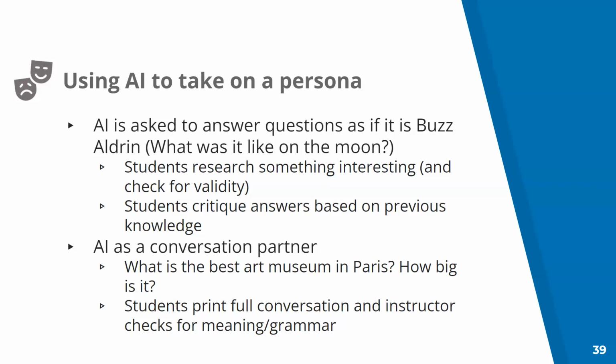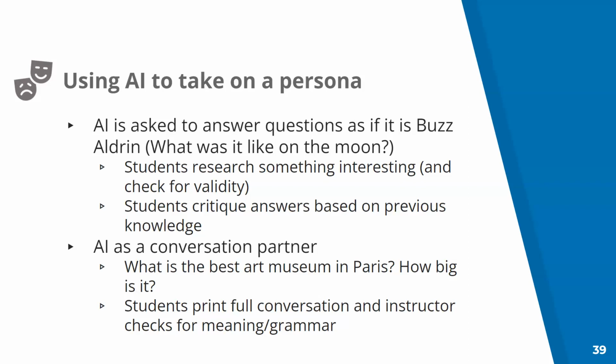Another one here is ask AI to answer questions as if it's Buzz Aldrin. You can start with a question like, what was it like on the moon? Then it maybe moves to, how are the moon and Earth related? Or how did you get prepared to be an astronaut? Really important when we think about these prompts is never ask it "you," because then it tells you it's an AI and it doesn't have a personality. But you have to say, what would Buzz Aldrin say?